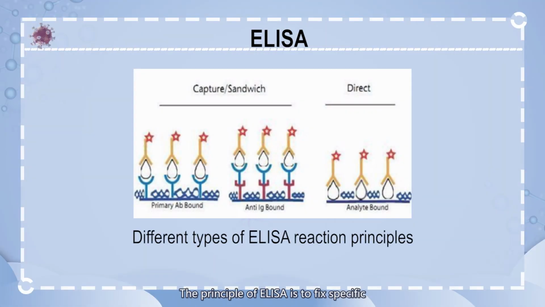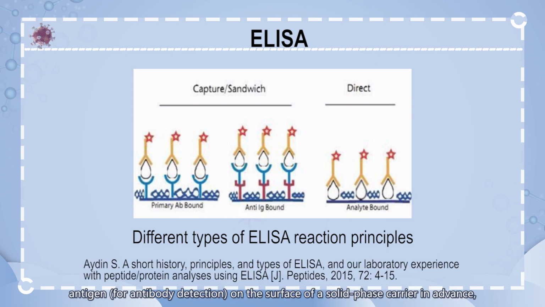The principle of ELISA is to fix specific antiviral antibodies for antigen detection, or viral antigen for antibody detection, on the surface of a solid phase carrier in advance, form an antigen-antibody complex with the sample to be tested, and then add enzyme-labeled antibodies or enzyme-labeled anti-antibodies. A ternary complex is formed.